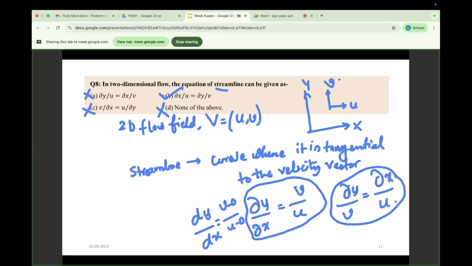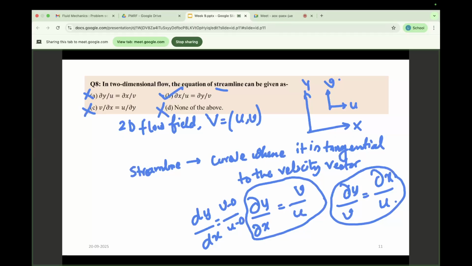Okay, so basically this is the definition of the streamline, which is that a streamline is defined as a curve that is everywhere tangential to the velocity vector. So corresponding to this definition, we can easily solve these types of simple questions, right? I hope that you understand this.